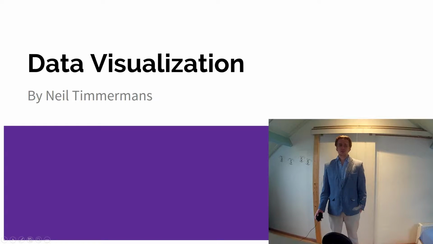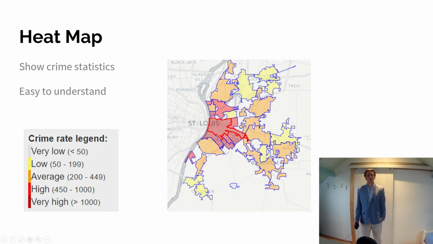Hello, I am Neil Timmermans, and today I'm going to be talking about data visualization of crime in East St. Louis. Here we can see a heat map of the crime in East St. Louis. It shows crime rates by geographical regions, using the colors shown in the legend. The colors represent different crime rates from a color scale. This is a good way of showing data to users, as it is clear which regions have more or less crime, and it is easy to understand for any type of user.